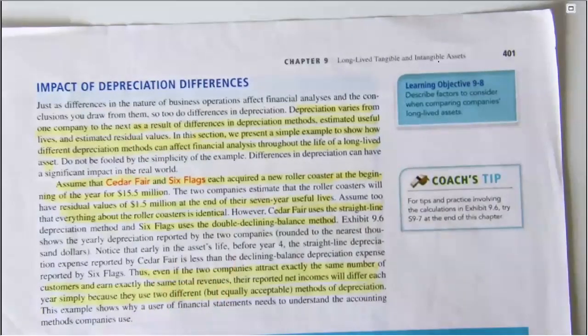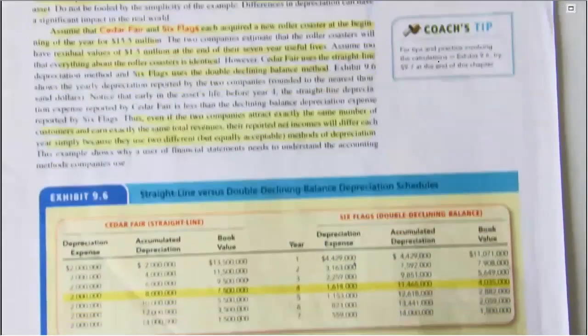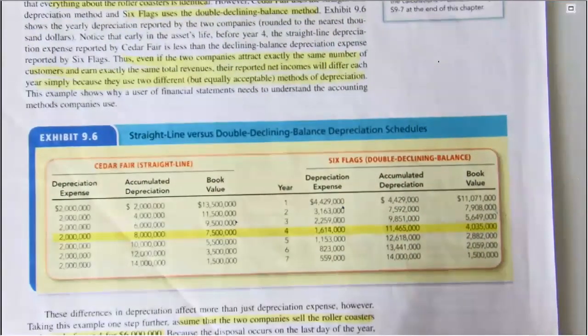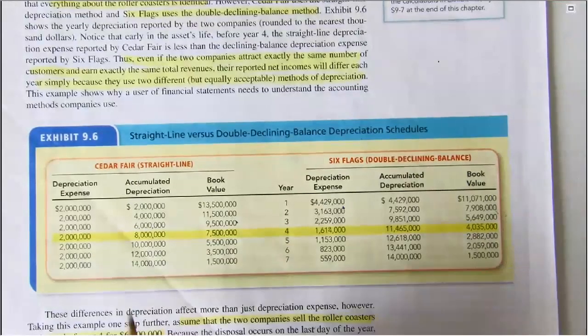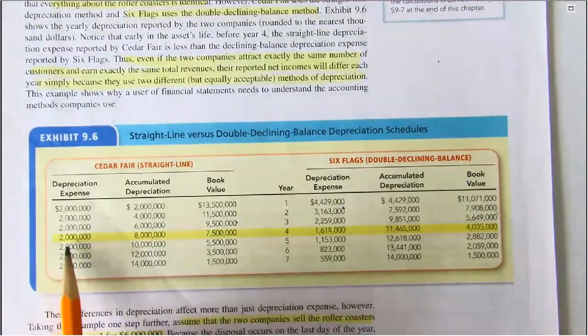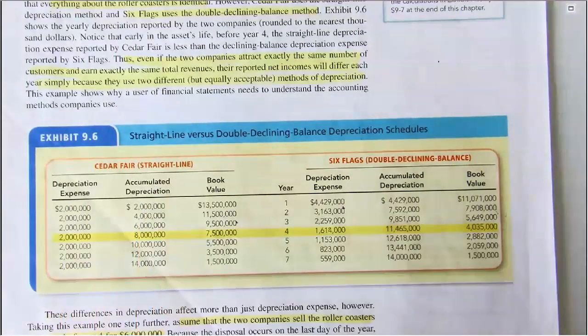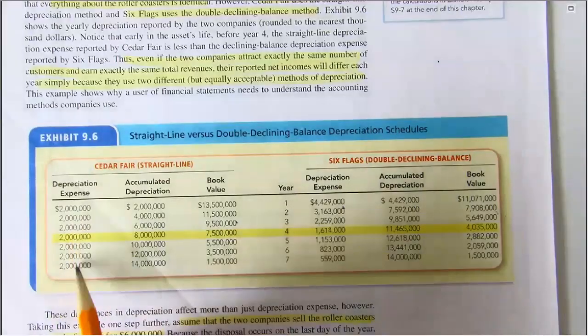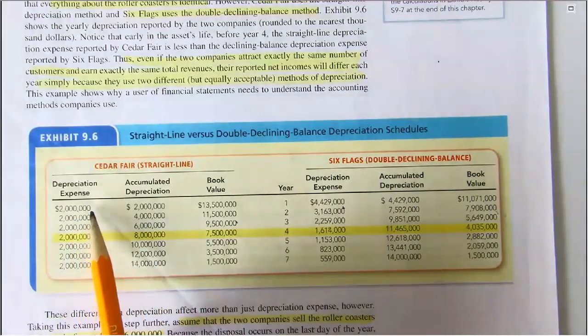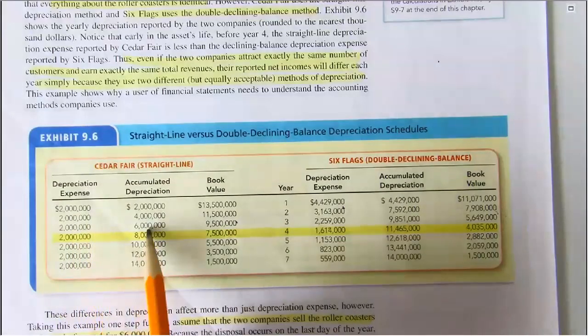Okay. So we take a look here at what the two methods will look like in terms of depreciation expense on the income statement. Cedar Fair is straight line. So remember, for that, we would take the cost of $15.5 million minus the residual value of $1.5 million, and that would give us $14 million. We divide by a 7-year useful life or multiply by 1/7, and we get the same depreciation every year. And every year, as we do that journal entry, we add $2 million to the accumulated depreciation account.